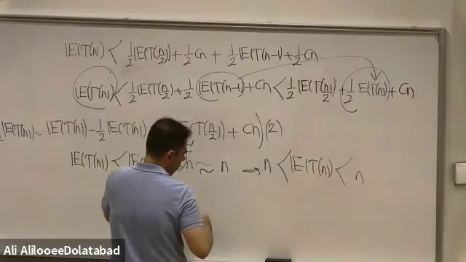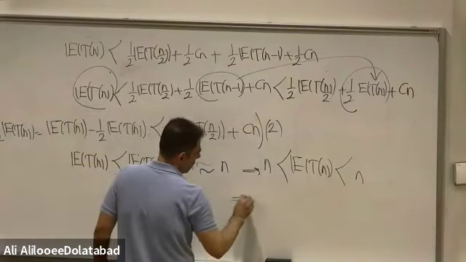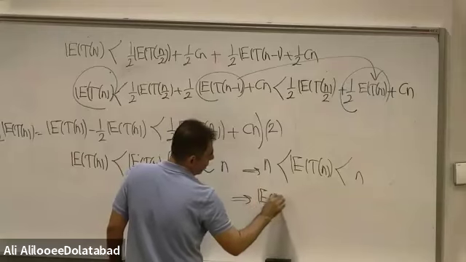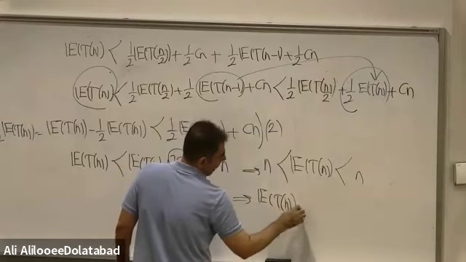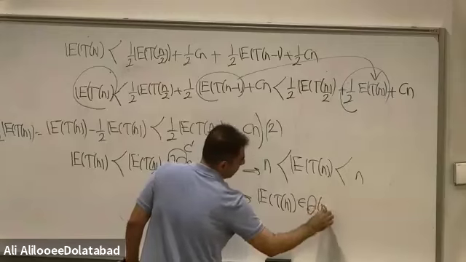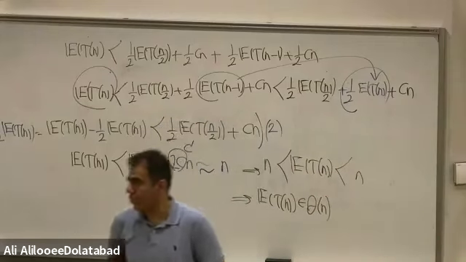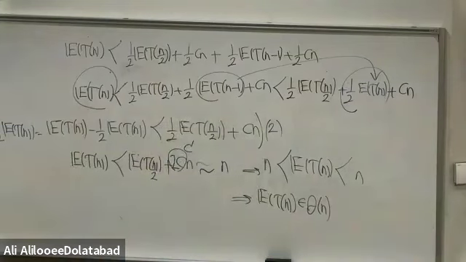Then here we can say what? Here we can continue. Expected running time here is the same as the best case, because you could bound it from above and below by n. Therefore, expected running time is the same as the best case.